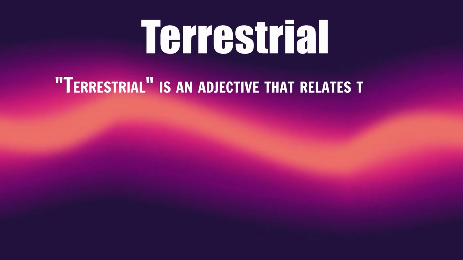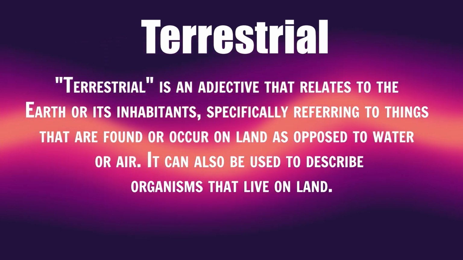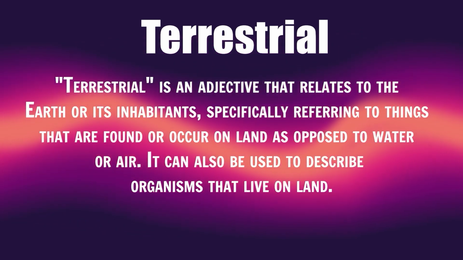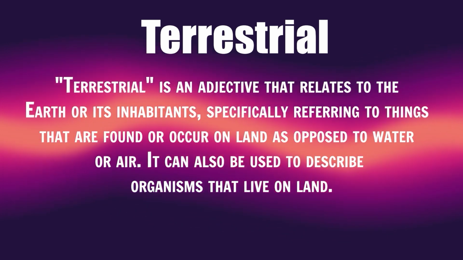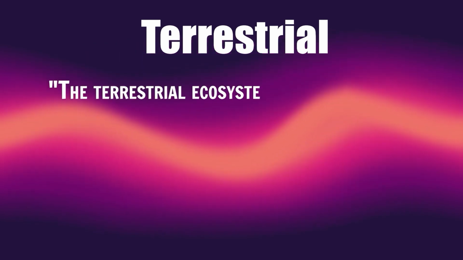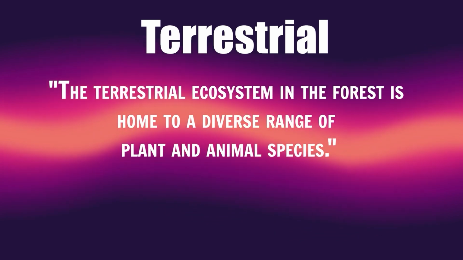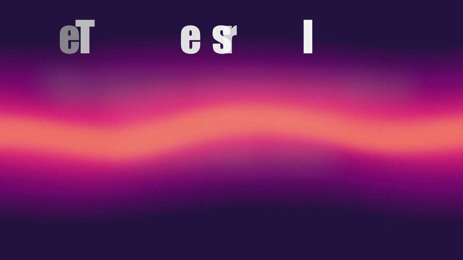Terrestrial. Terrestrial is an adjective that relates to the Earth or its inhabitants, specifically referring to things that are found or occur on land as opposed to water or air. It can also be used to describe organisms that live on land. Example sentence: the terrestrial ecosystem in the forest is home to a diverse range of plant and animal species.